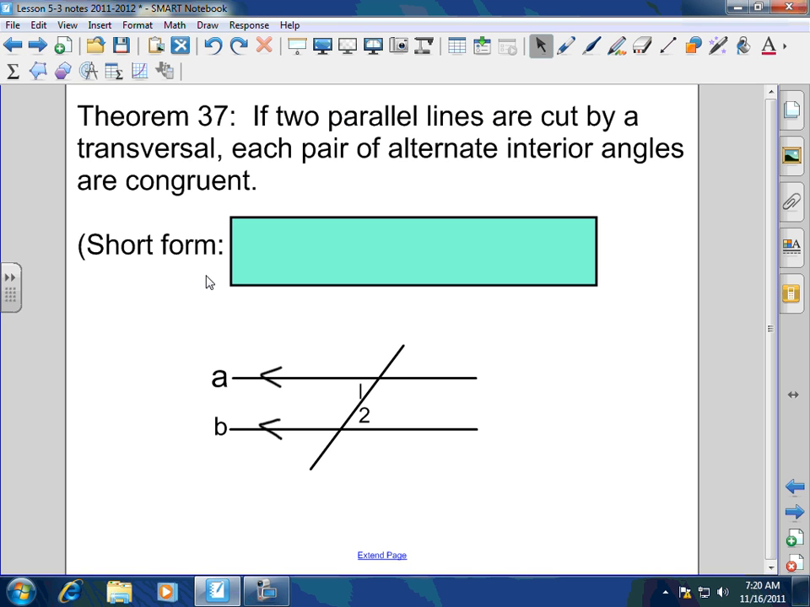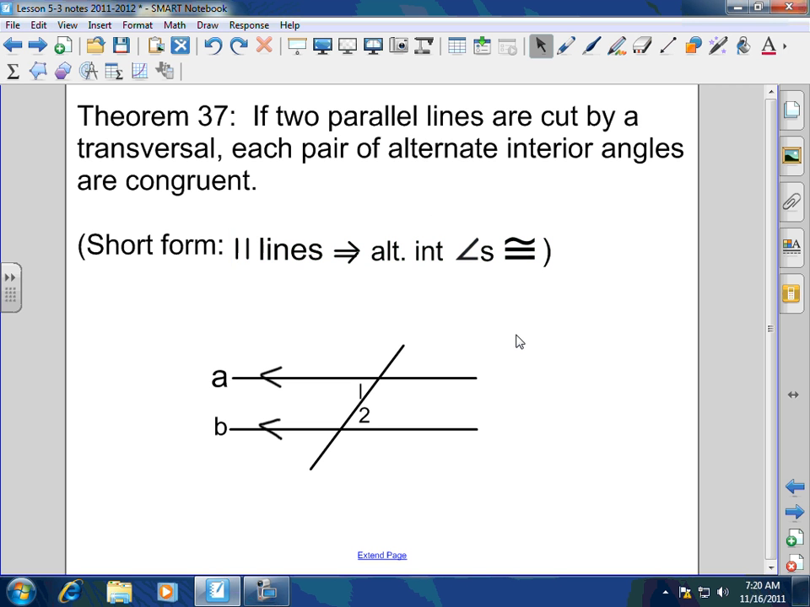If parallel lines are cut by a transversal, each pair of alternate interior angles are congruent. Bam. There's the short form. So in other words, if line A is parallel to line B, apologize guys, then angle 1 will be congruent to angle 2. So again, if line A is parallel to line B, angle 1 will be congruent to angle 2.